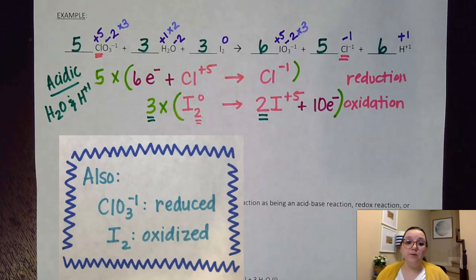So you can see that one would have been really hard to balance using kind of a normal balancing process, yet we could do it fairly easily when using half reactions.